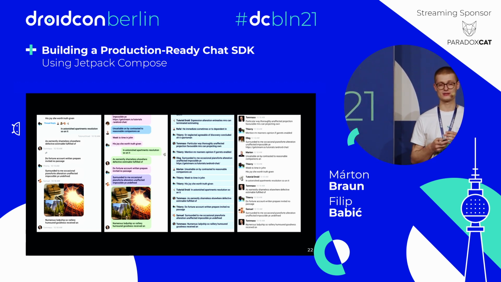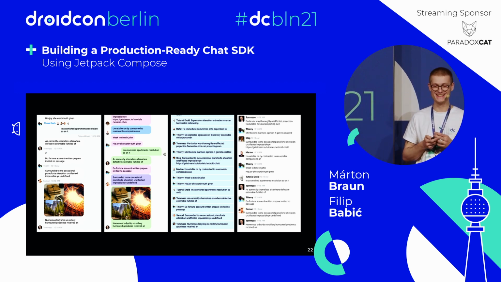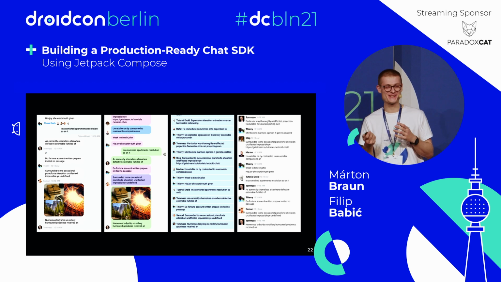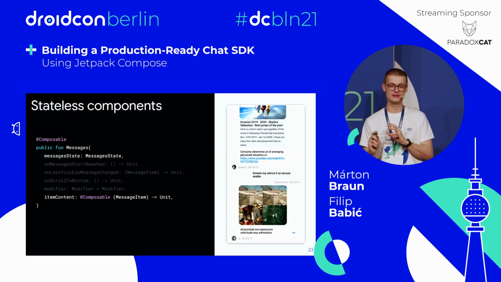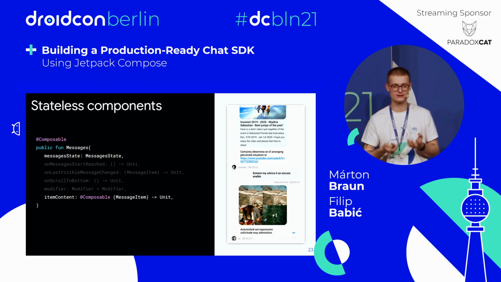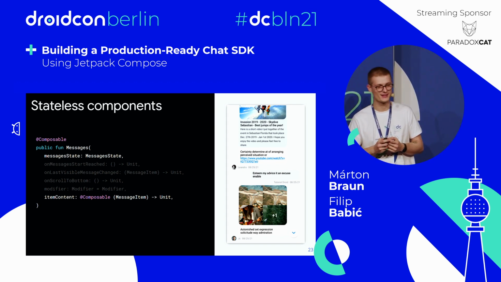So on the last screen, actually, you can see that this is essentially like a Slack clone application, or a Slack clone message list. Basically, it's very simple, but it's all done through the single item content parameter that you can customize to your will. So you get the data that you need, and you just basically do whatever you want with it.